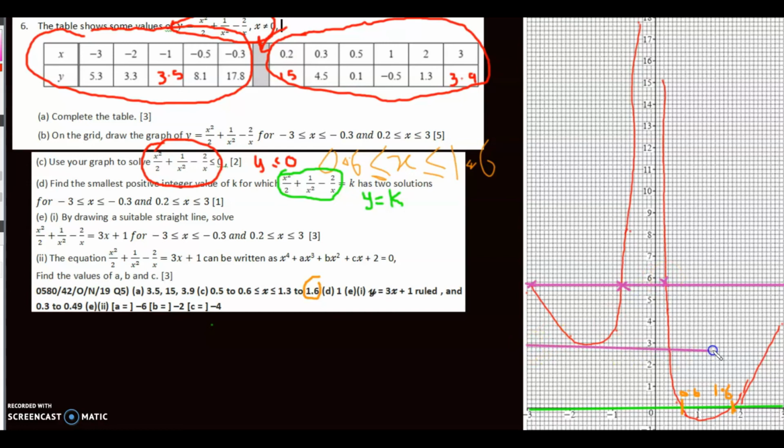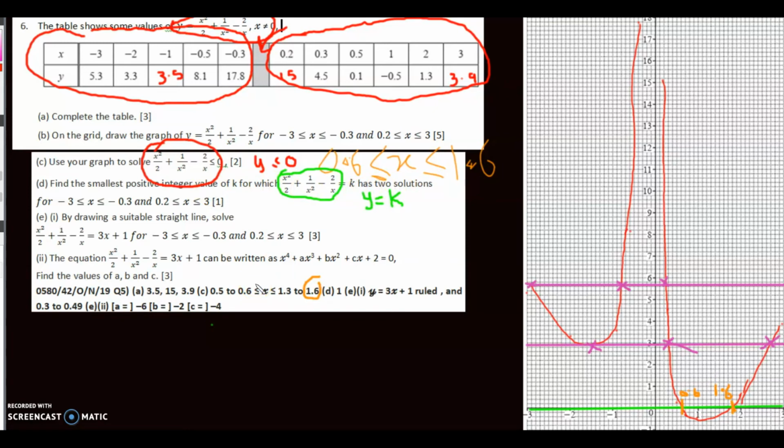And also above this line. Oh, here I'm also getting three solutions. So here, here, and here. So what's the question again? The question says, find the smallest positive integer value of k for which y equals k has two solutions, not three solutions. So for two solutions, we'll have to either look at, just a second. Okay, find the smallest positive integer value of k for which y equals k has two solutions.